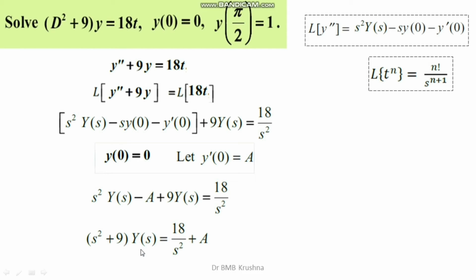Now to get Y of s, multiply with 1 by s square plus 9 throughout this equation. One can get Y of s as 18 by s square into s square plus 9, plus a by s square plus 9. Now already we have discussed Y of s, that is 18 by s square times s square plus 9, plus a by s square plus 9.